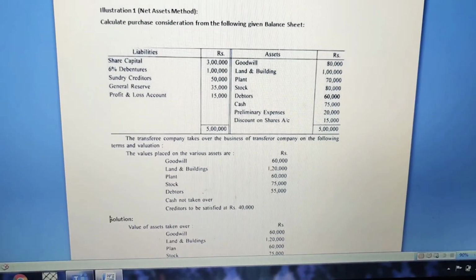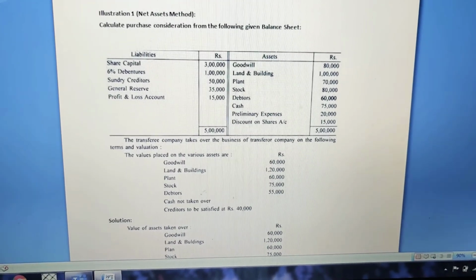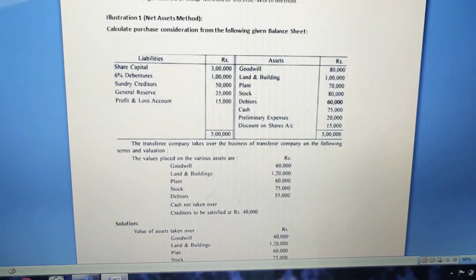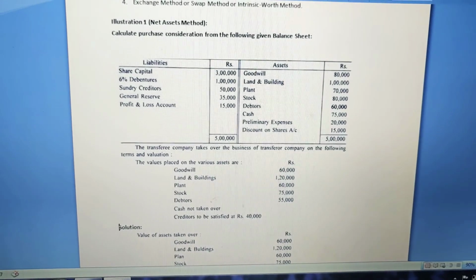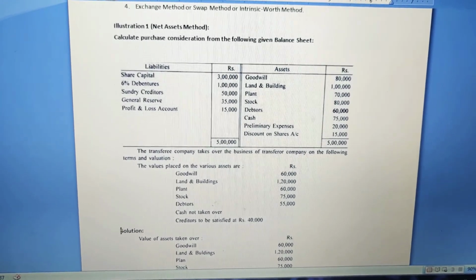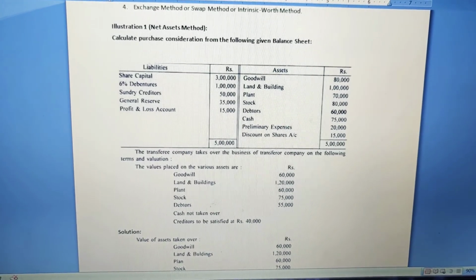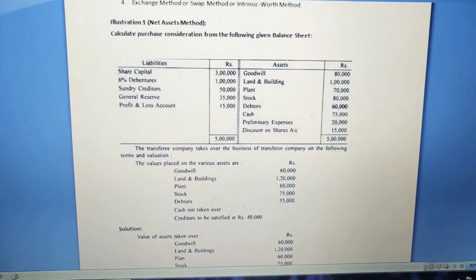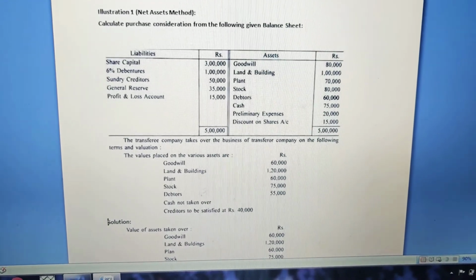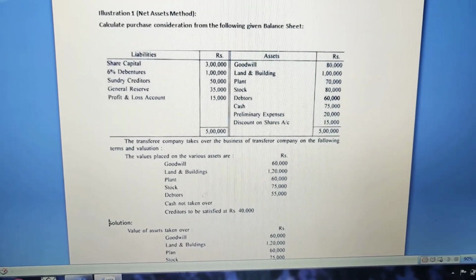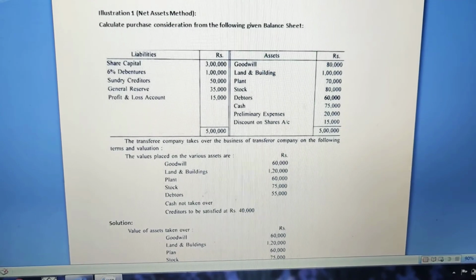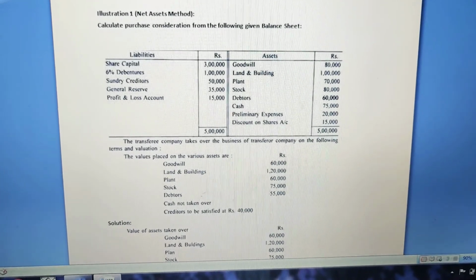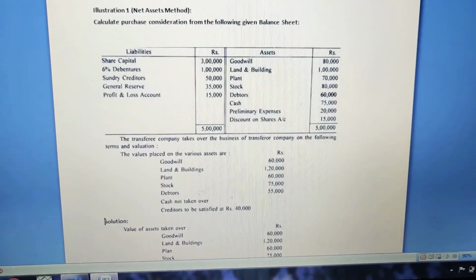Here a balance sheet is given to you with some liabilities and assets. In the liabilities part, the equity share capital is given, worth 3 lakh, along with 6% debentures, sundry creditors, general reserve, and profit and loss account. On the asset side, goodwill, land and building, plant, stock, debtors, cash, preliminary expenses, and discount on issue of shares are given.